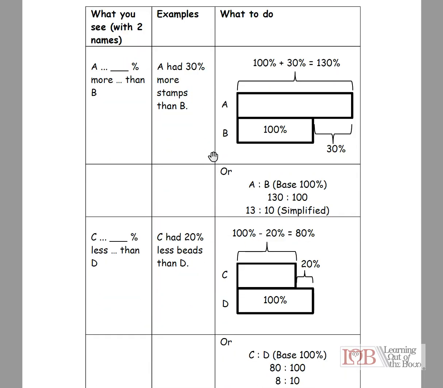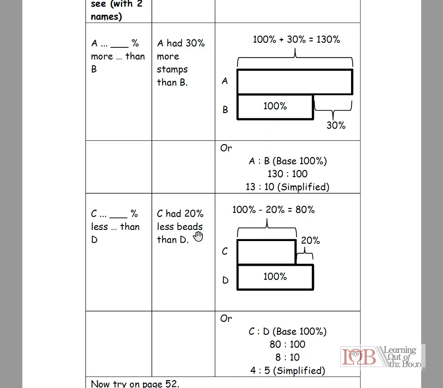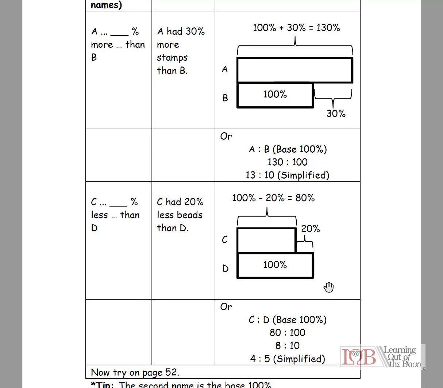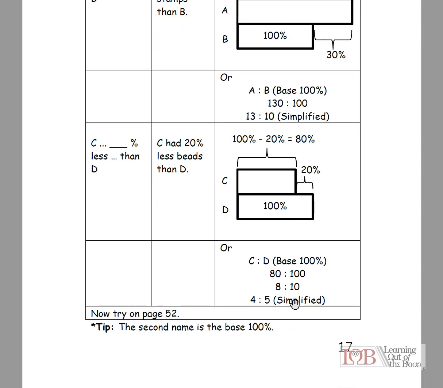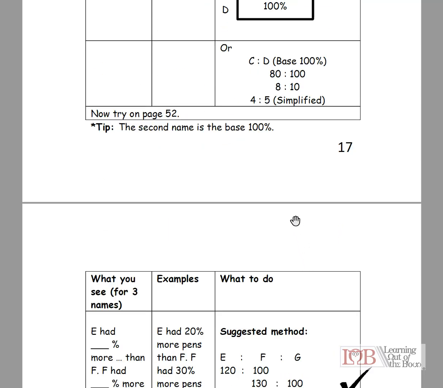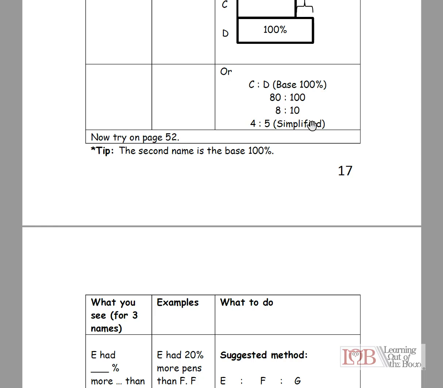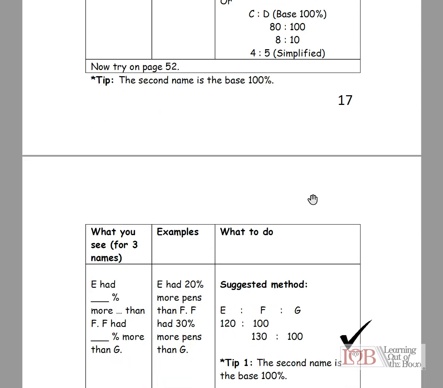And then another thing would be for more or less than. The second entity or the object is always 100%, which is the base. So again, same thing. B is the second one, is 100%, and D is the second one, is 100%. If you want to use a ratio, it will be versus or is to 100. Same thing here. You can see that D is actually 100. And make sure that you simplify them because you want to deal with small numbers.